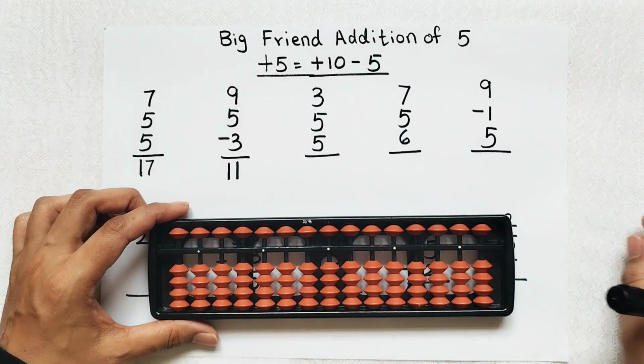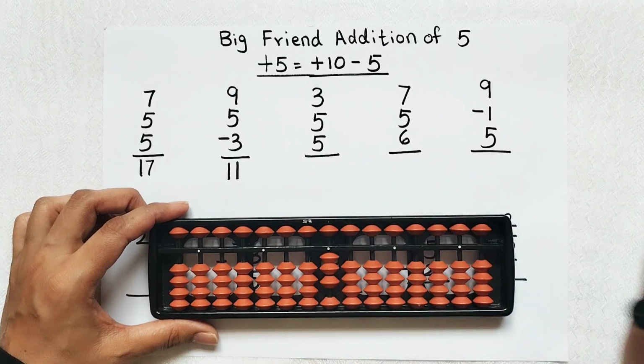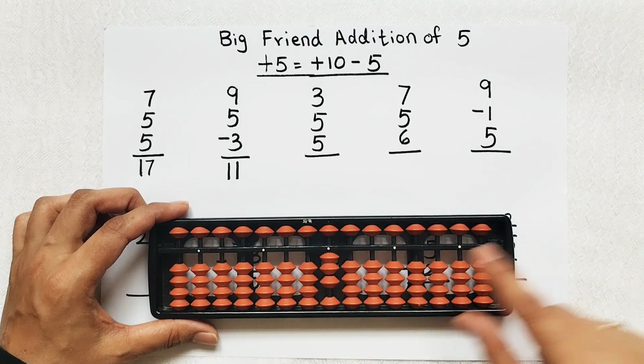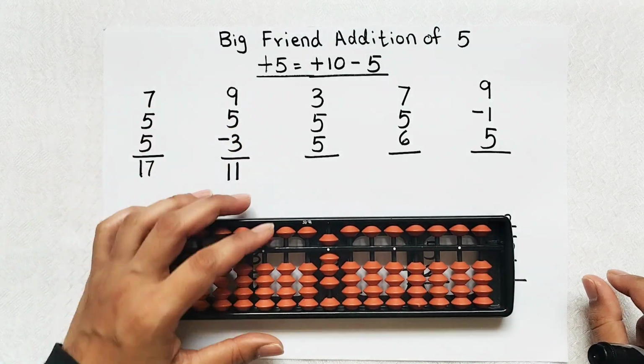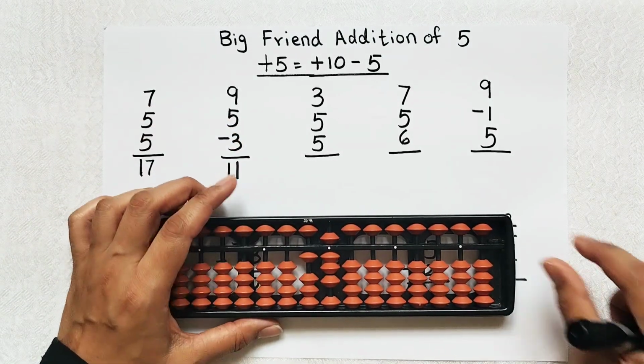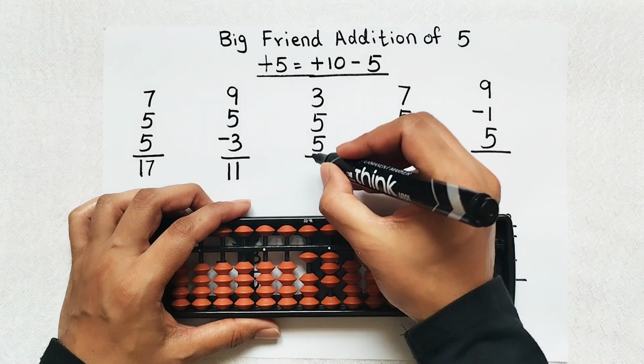Next one, 3 plus 5 plus 5. 3 plus 5. Can we do it directly? Yes. Again plus 5, that is plus 10 less 5. My answer is 13.